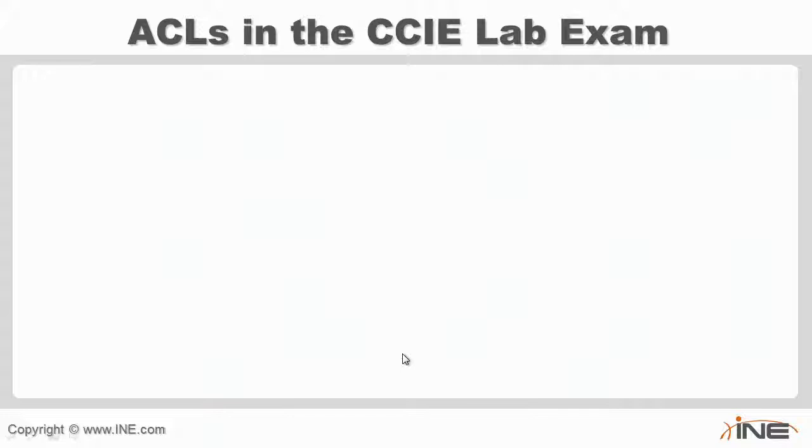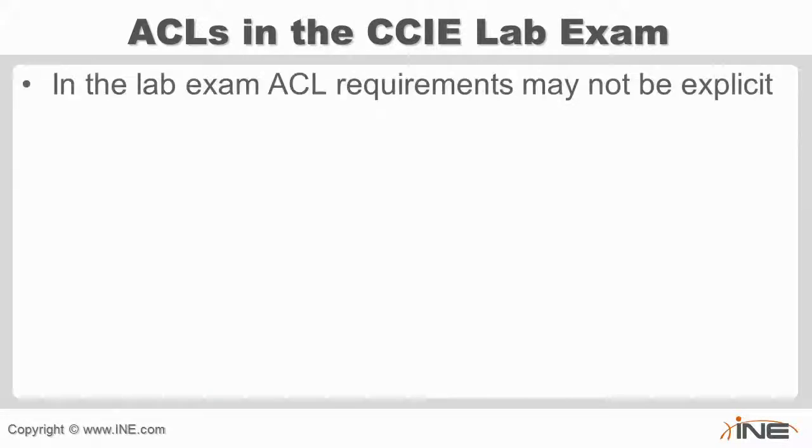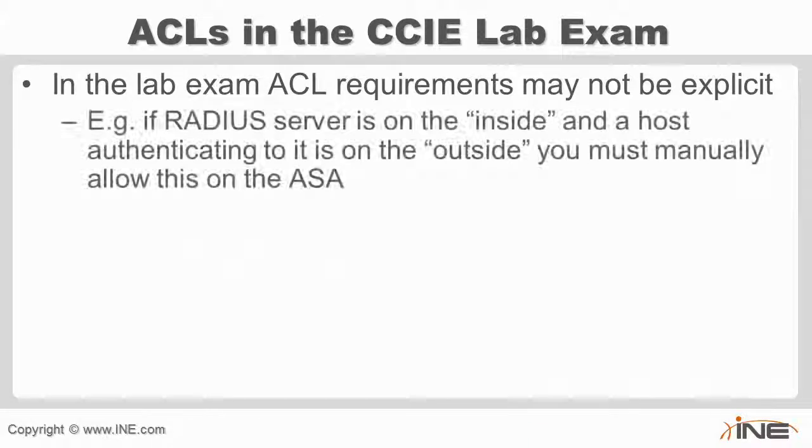Now, within the scope of the lab exam, they are generally not going to explicitly tell you what you need to do with access lists in order to get the application functional. So for example, if your RADIUS server is on the inside of the ASA and the AAA client is on the outside, they're not going to specifically tell you, oh, by the way, make sure you open up TCP 49 for TACACS, or make sure you open up the UDP RADIUS ports in order to get there.